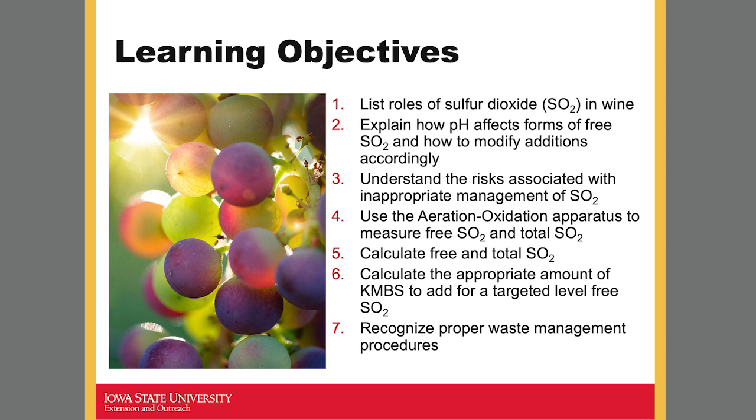Then you will learn how to use the aeration-oxidation apparatus and how to measure free and bound SO2 as well as total SO2. Then we will talk about calculation, and that's a really important section where, once you identify how much free SO2 or total SO2 you have, you will learn how to make additions of sulfur dioxide overall. Then you will be able to calculate the appropriate amount of potassium metabisulfite. That's one of the common chemicals we use to add sulfur dioxide in a wine. So we're going to talk about that. And also you will learn how to recognize proper waste management.